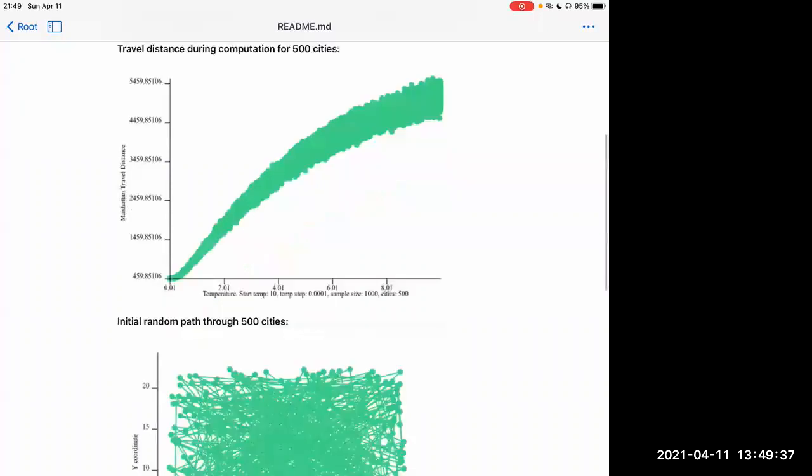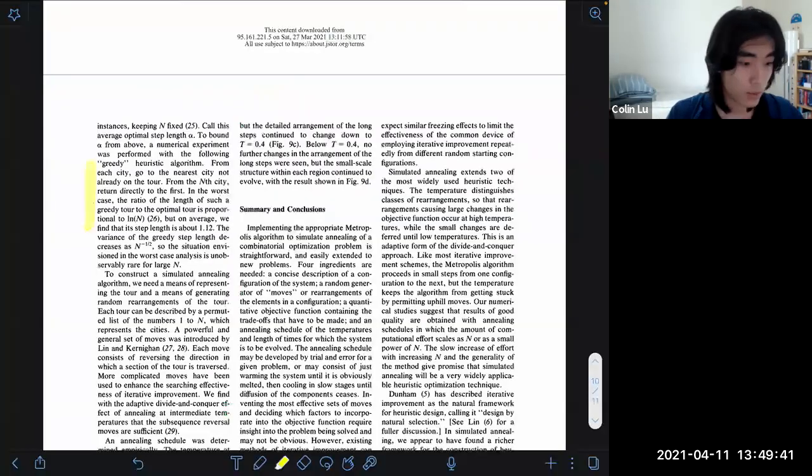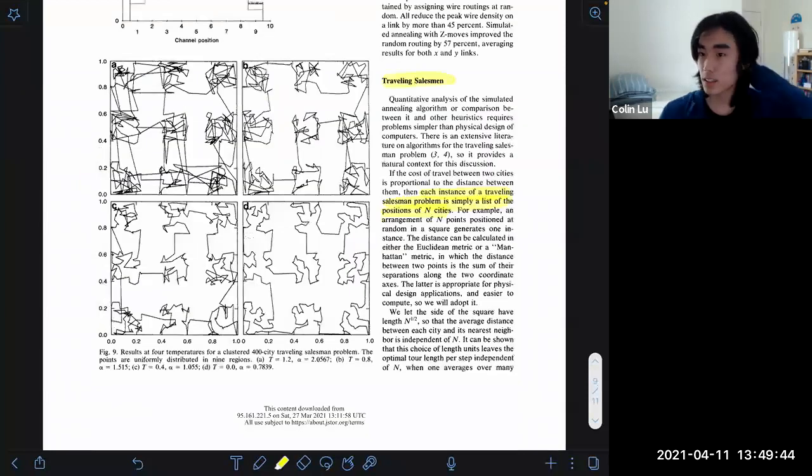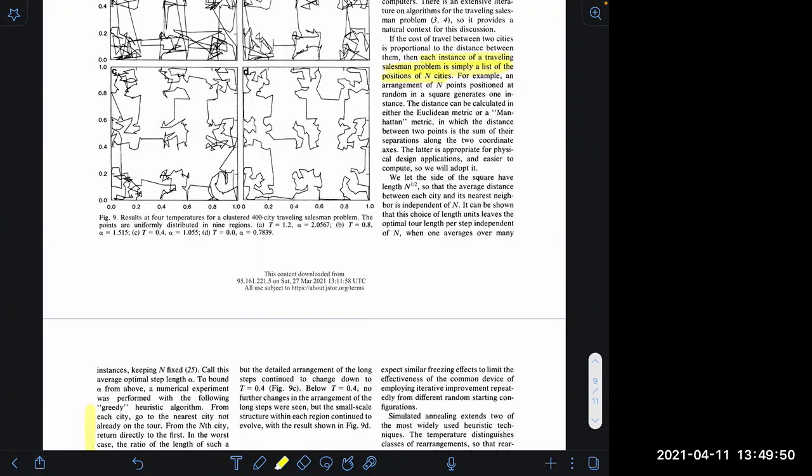Yeah. Okay, I think that makes sense. Wait, I guess implementation-wise, how would we randomly generate different solutions? Great, that's a fantastic question.